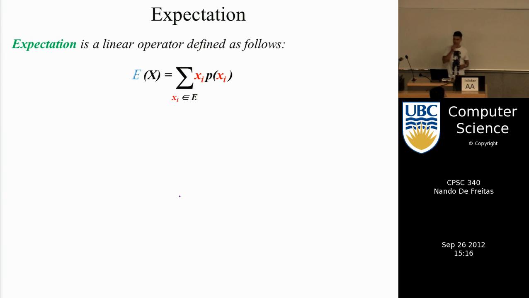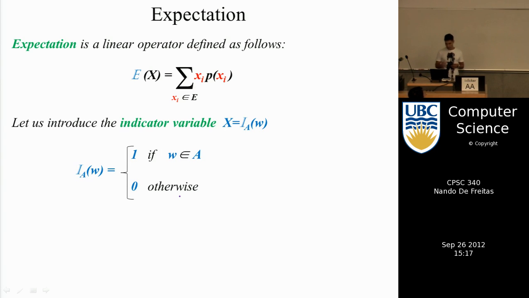Okay, so expectation. As someone pointed out at the beginning of the lecture, expectation is just a sum of all the values that a random variable could take, weighted by their probability. Let's do an example. I'm going to introduce a random variable that turns out to be very, very useful. This random variable is called the indicator variable. And it's defined as follows.